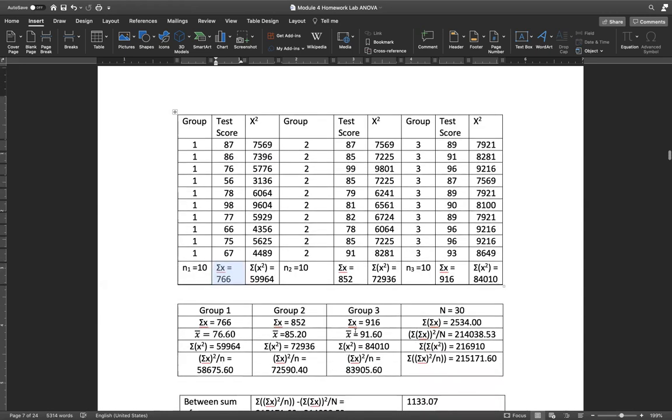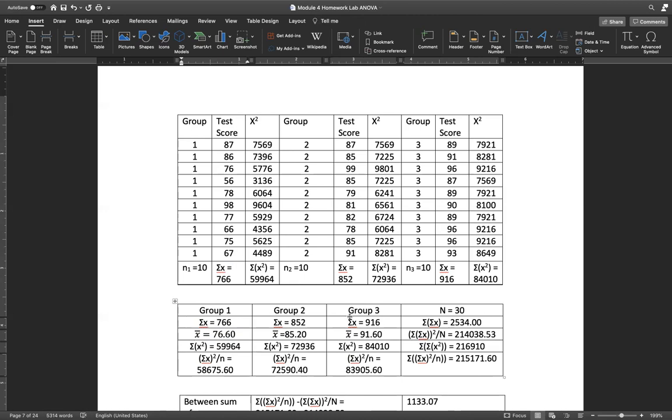This is a summary that's going to help me solve my equation. If you're doing an ANOVA by hand, I really recommend doing it this way, where you have this chart where you calculate your squares and your sums, and then bring them down into this chart. So this is our sum of x1. This is our mean of x1. This is the sum of x1 squared. This is the sum of x1 squared divided by n. All of these are important components of this formula.